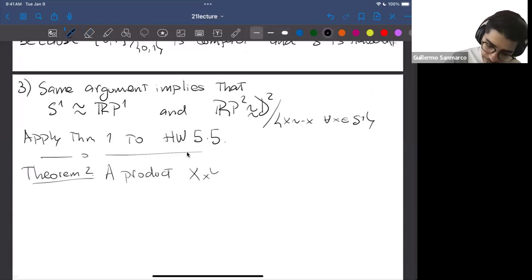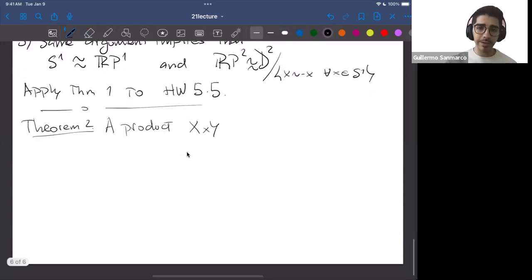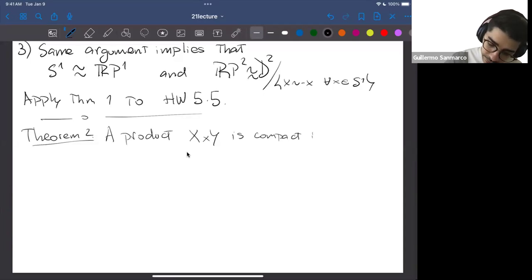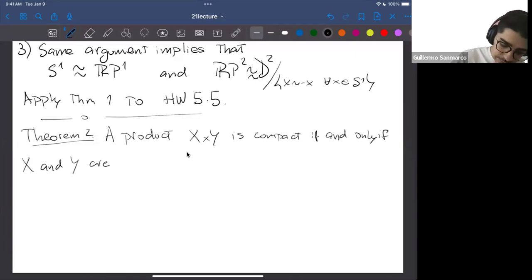I have two spaces, x and y. I compute the product x cross y with the product topology, which is also the box topology, since we only have finitely many coordinates. So the product x cross y is compact if and only if, as you probably guessed, both of them are compact. So x and y are both compact.